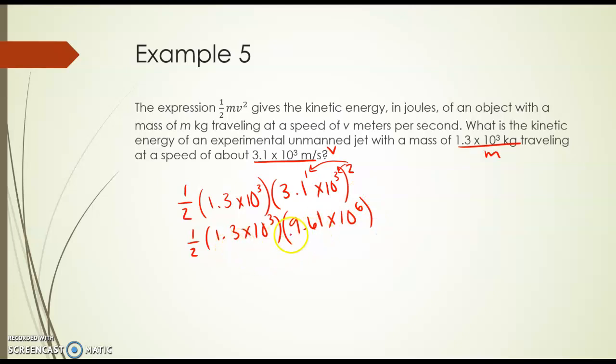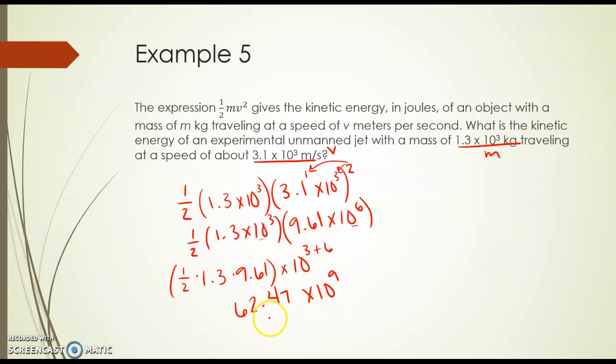Now from here, we're multiplying, and so our base is 10. So we're going to take 1/2 times 1.3 times 9.61 times 10, and then we're going to add our exponents, 3 plus 6. So 1.3 times 9.61 divided by 2, because it's the same as taking it times 1/2. We end up with 62.47 times 10 to the 9th.